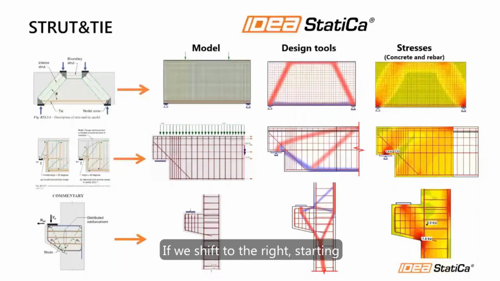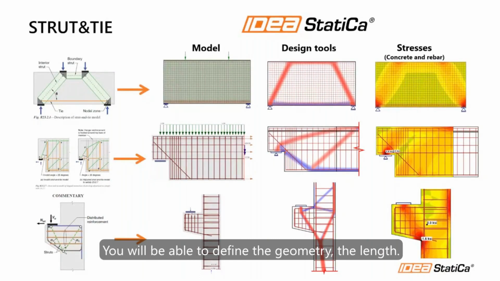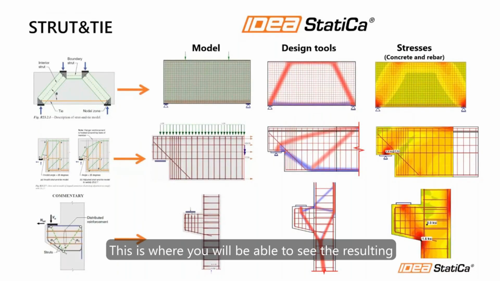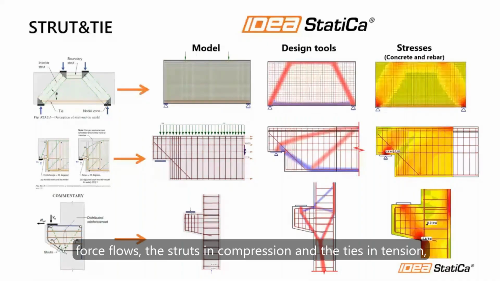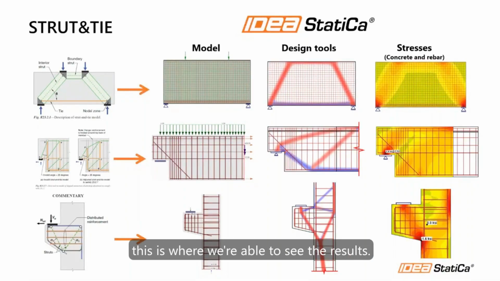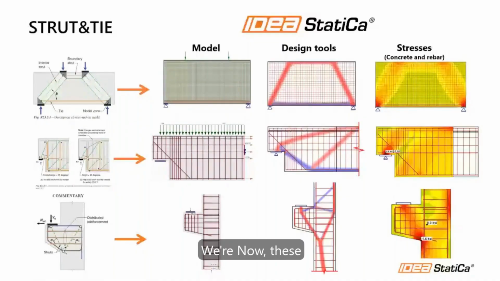If we shift to the right, starting in the middle, this is where all of this will translate into the model in our Detail application. You will be able to define the geometry, the loads, the supports, and the reinforcement. From there, the design tools column, this is where you will be able to see the resulting force flows, the struts in compression, and the ties in tension, which is very similar to what the strut and tie method does. Finally, on the right-hand side, this is where we're able to see the results. We're able to see the strength and stress results for both the concrete and the rebar. And so basically this allows you to verify that everything checks out against the code.